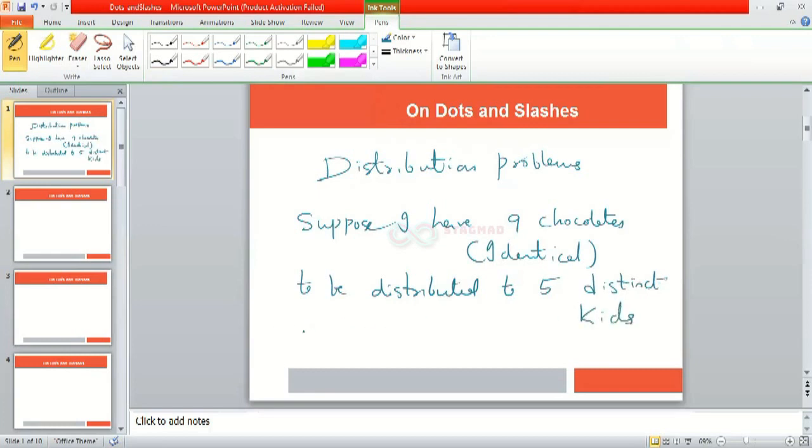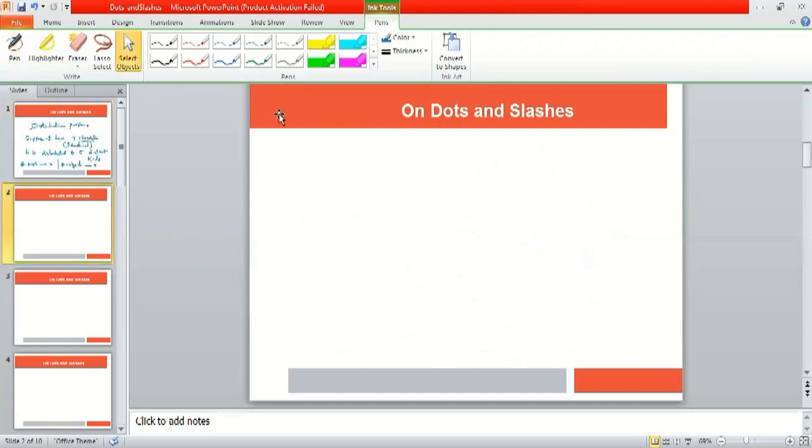So note the numbers here. The number of people here, kids, is 5, and the number of objects, identical chocolates, is 9. So I want to count. Counting is one of the mainstays of combinatorics. I want to count the number of ways in which I can distribute these 9 chocolates to 5 kids.